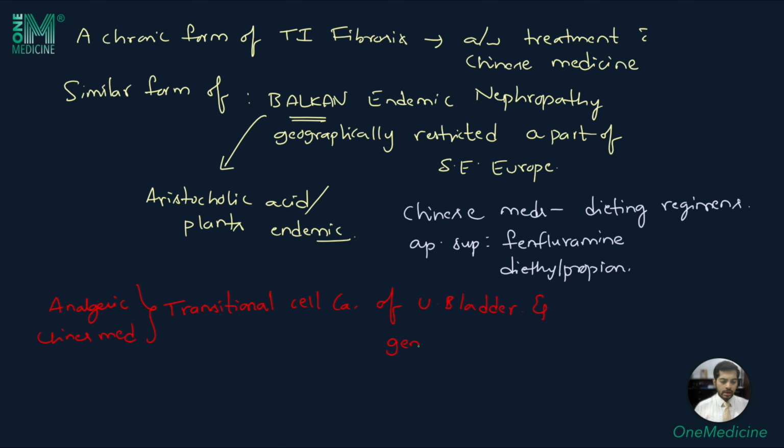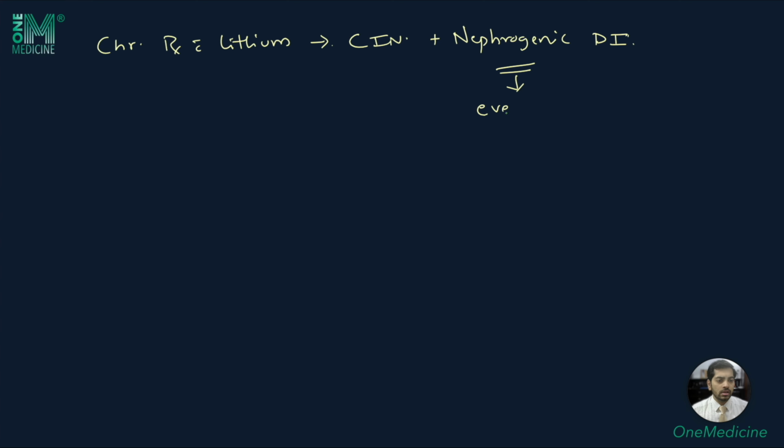and other genitourinary malignancy. Chronic therapy with lithium is also associated with development of chronic interstitial nephritis. However, this also has an important feature, that is nephrogenic diabetes insipidus, which classically stays even after withdrawal of lithium.